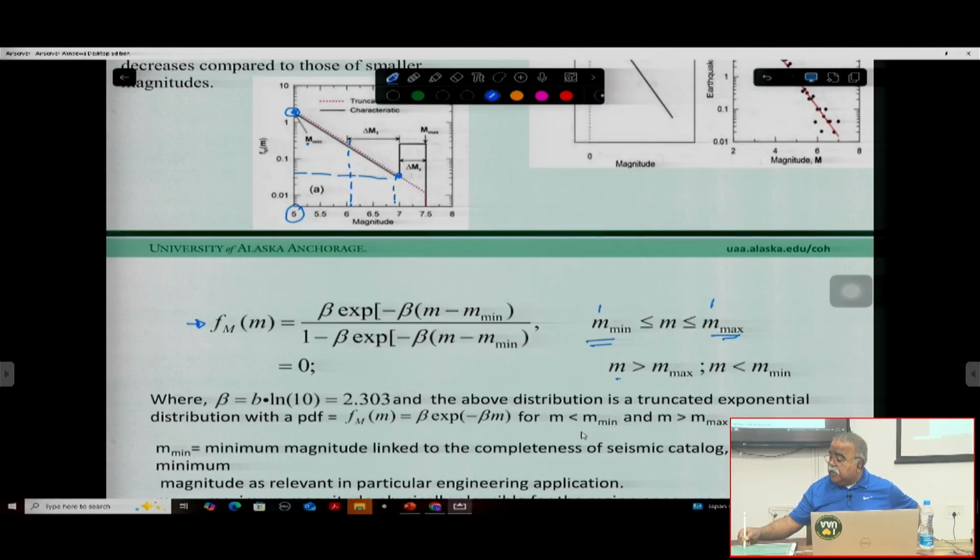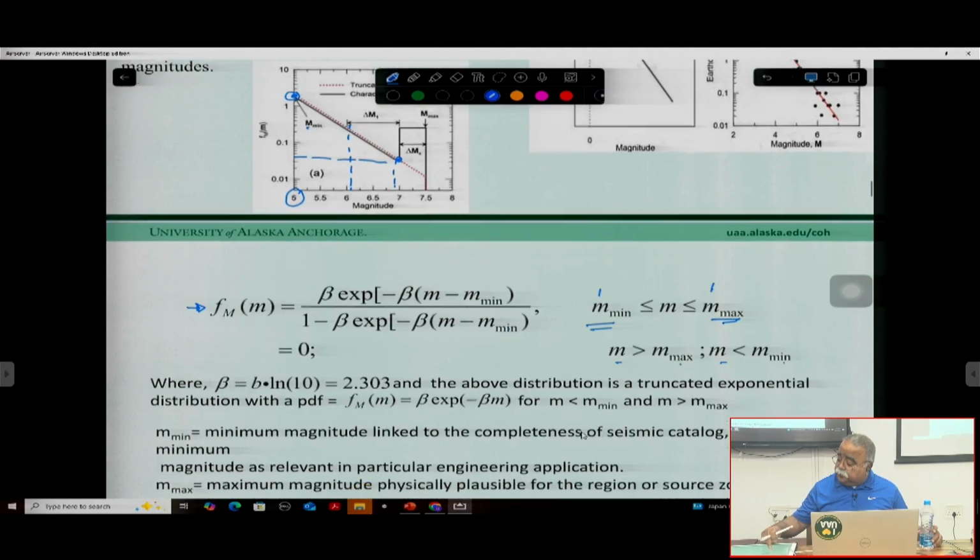But if m is greater than m max or m is less than m min, then this probability is 0, right? So outside that, it is all 0. Make sense?